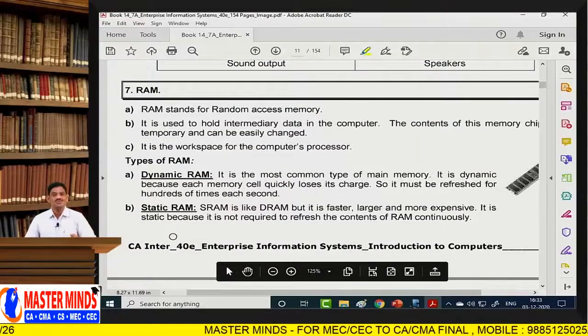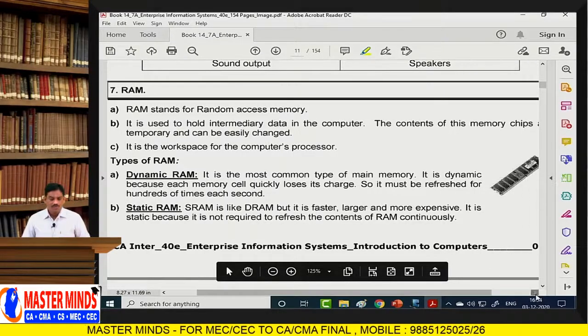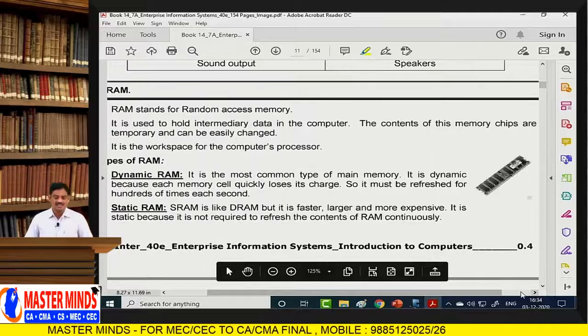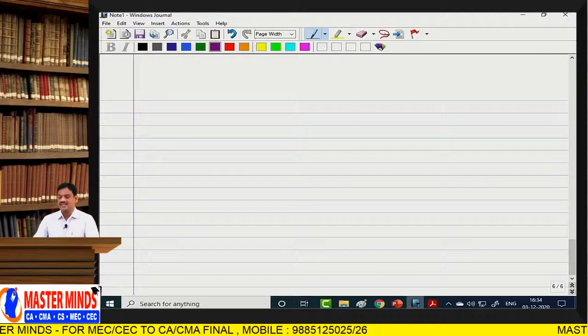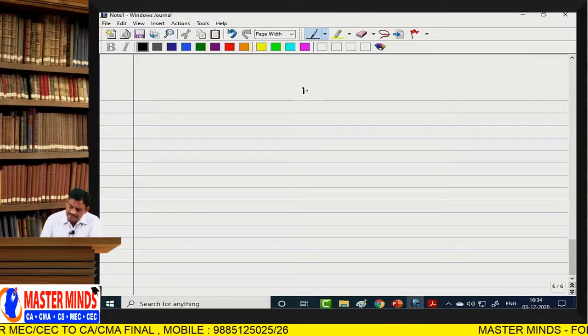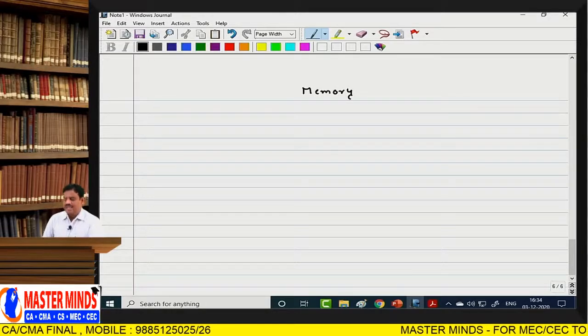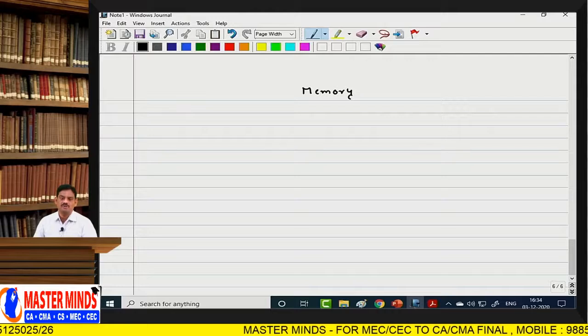Now we move on to different types of memory. Before moving on to types of memory, we will have a memory chart. We are just going to take a complete look at memory. Listen carefully, very important and easy. Memory is an area where a user can store data or instructions, either temporarily or permanently.